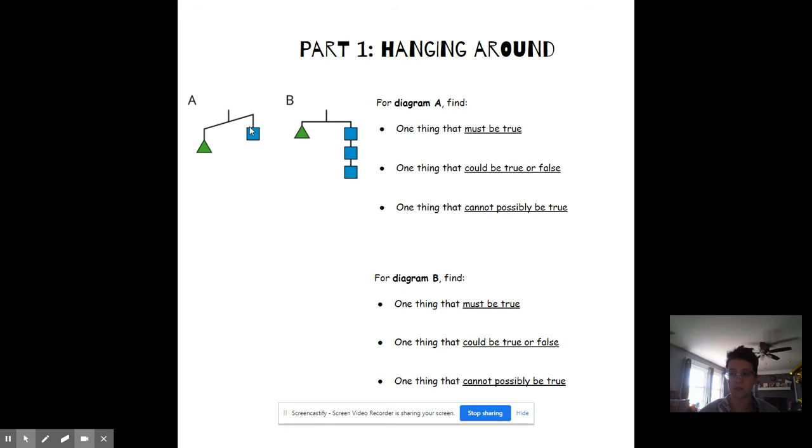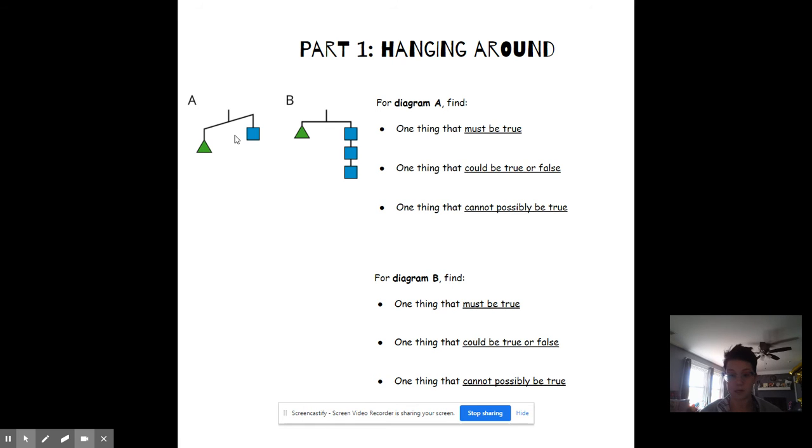the square, because if this is a balance, the triangle is hanging lower. We could also say that the square is lighter than the triangle. One thing that could be true or false is, well, we could say that the triangle weighs 5 pounds or the square weighs 13 kilograms. We don't know for certain, so it could be true or it could be false.